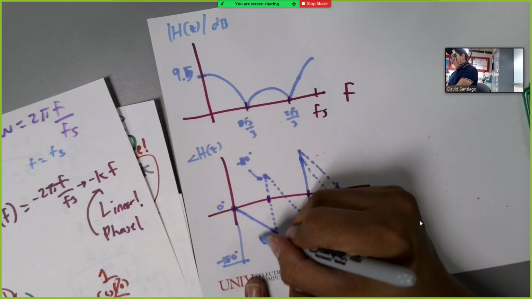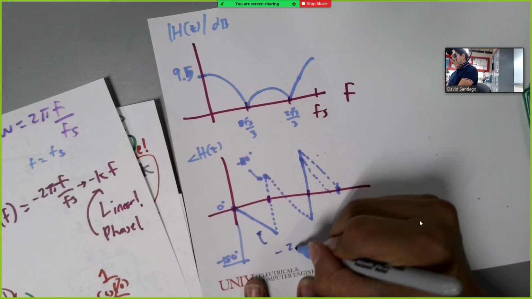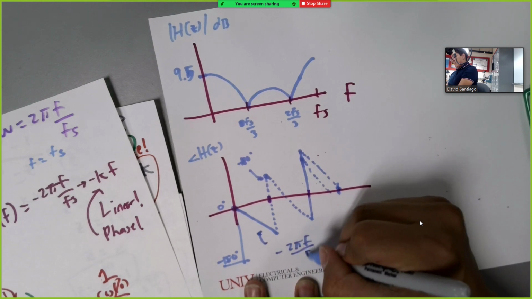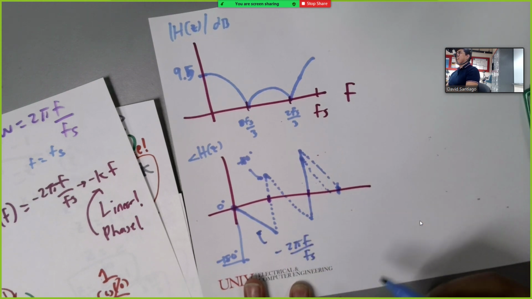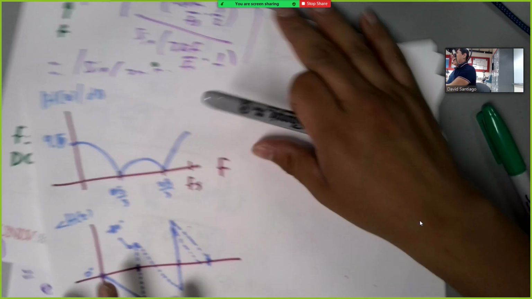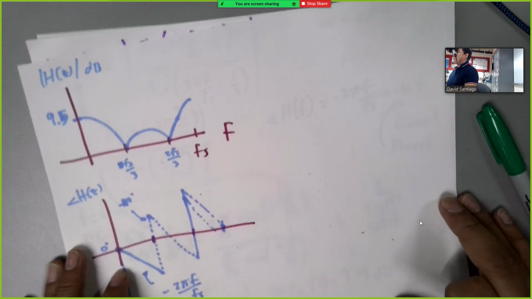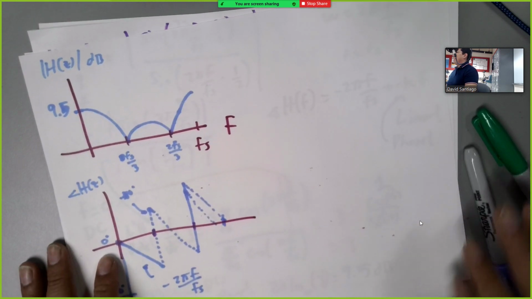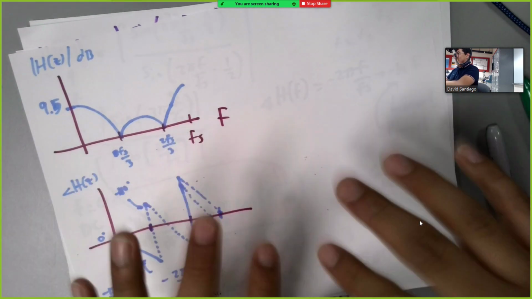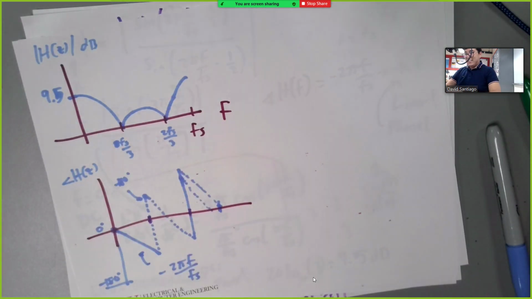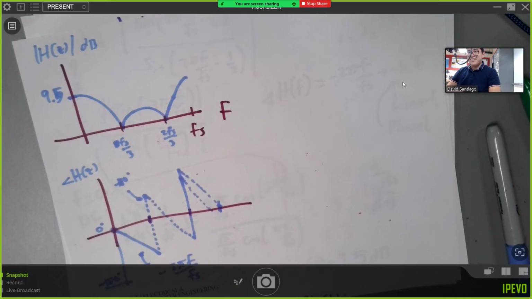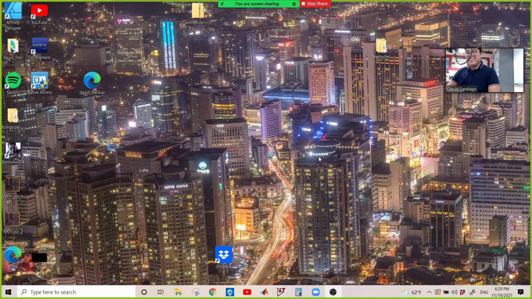And then this slope right here is going to be your minus 2 pi f over f of s. Okay? It's linear. So I know this is a lot off topic. This is more like mixed signal circuit design, but this is an introduction to that. So I'm going to tell you, this stuff is really practical, and I'll show you an example. You want to see the MATLAB first, or you want to see the LTSpice first?